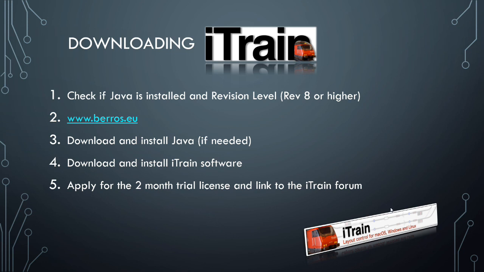The process will be as follows. We'll check to see if Java is installed on your computer. Then we'll go to the iTrain website and download the Java software if that's needed. And then download the iTrain software and then apply for the 2-month trial license if you need to.